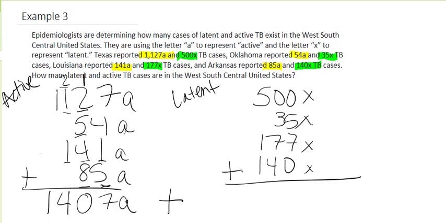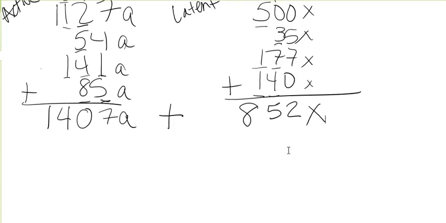0 plus 5 is 5, plus 7, which is 12, plus 0, still 12. So put the 2 below, carry the 1. 1 plus 0 is 1, plus 3 is 4, plus 7 is 11, plus the 4 is 15. Put the 5 below, and we carry the 1. So we have 1 plus 5, which is 6, plus 1, 7, plus another 1, which is 8. So we have 852X.